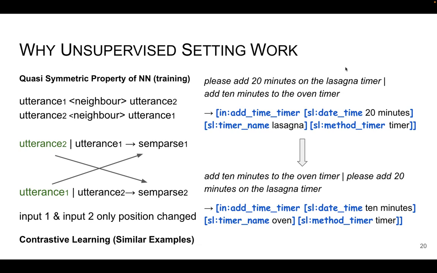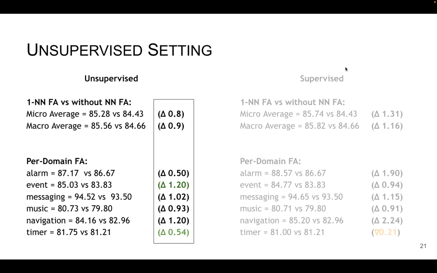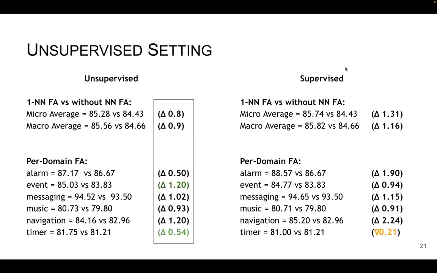For example, we know that "please add 20 minutes to the lasagna timer" and "add 10 minutes to the oven timer" can be nearest neighbors of each other, and that's why their parses will be similar to each other, and this information can transfer in the unsupervised setting. I encourage people to read the paper for more details. In the unsupervised setting, we found that we got improvements. Obviously, the improvement was not as good as in the supervised setting, as you can see. But on some domains where it was not doing that well in the supervised setting, it started to do much better, while other domains obviously did not perform as well. We found around 0.5 to 0.6% less improvement with this unsupervised approach, but it was still doing better than the no supervision approach or no retrieval based approach.